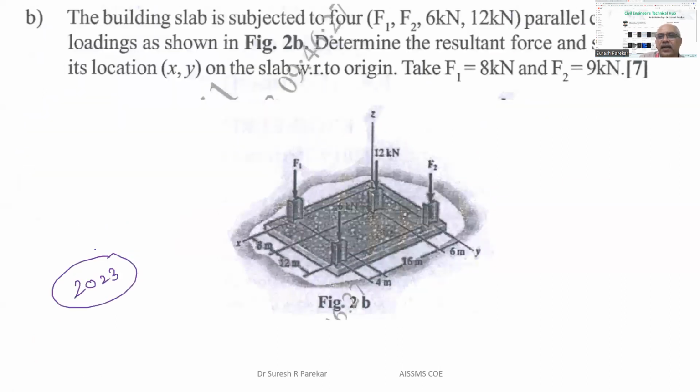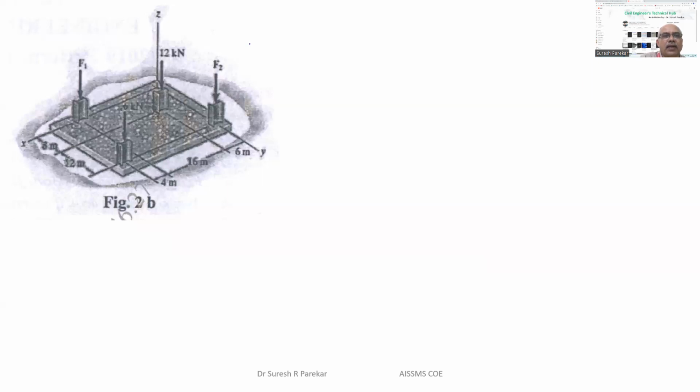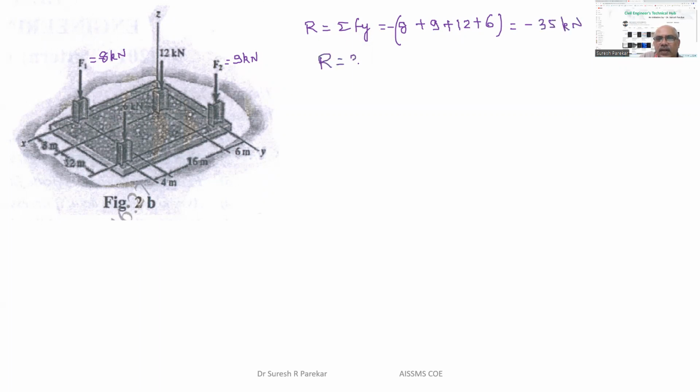Now you can see the value of F1 is given as 8 and F2 is 9. Again, for R we have summation Fy, not 0, we have a resultant, keep in mind. So F1 is 8, F2 is 9, then we have 12, then we have 6. All these are in the downward direction, so we have a minus sign, so equal to minus 35 kilonewton. So we can say R equals 35 kilonewton, which will act in the downward direction.